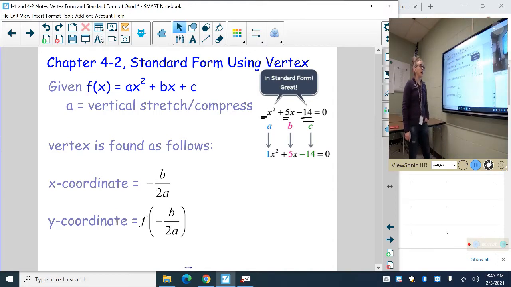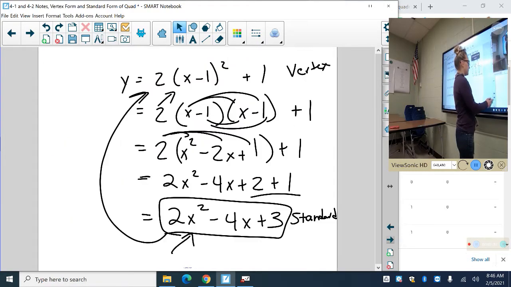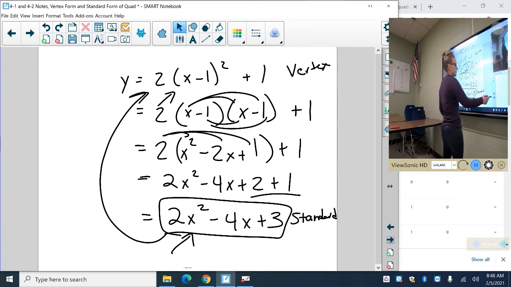When we do that, in order to find the vertex, all you're going to do is take negative B value over 2 times the A value, and then you're going to take that number and plug it into your equation to find your Y value. And we're going to do a couple examples here. That was the example I just showed you.